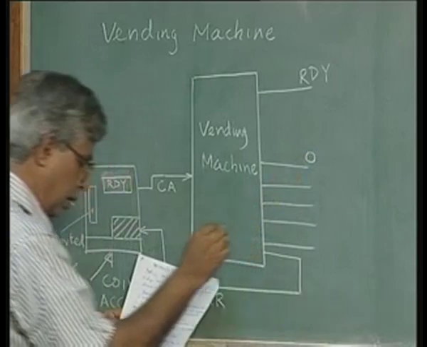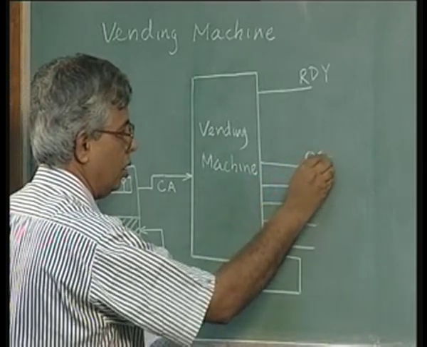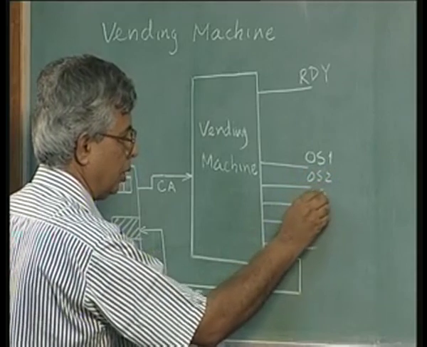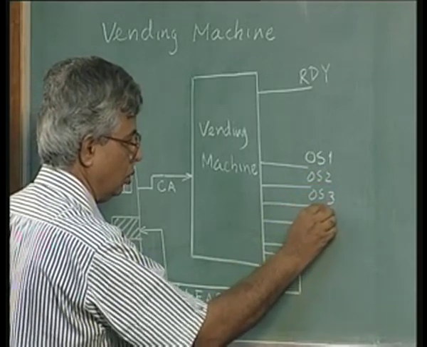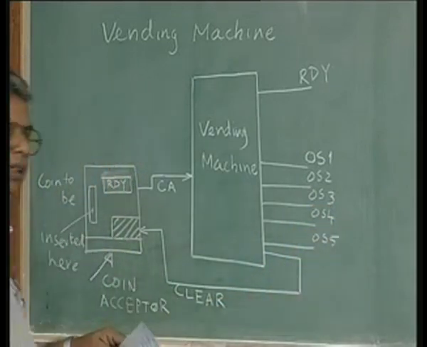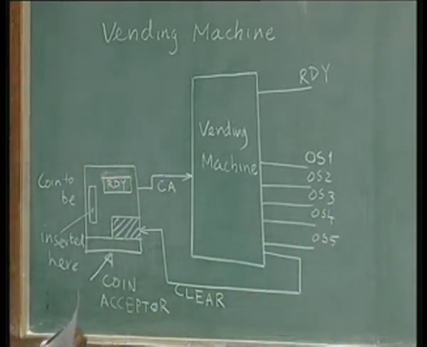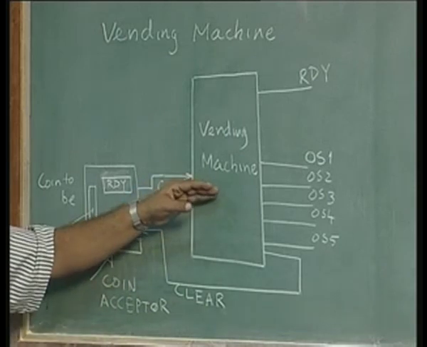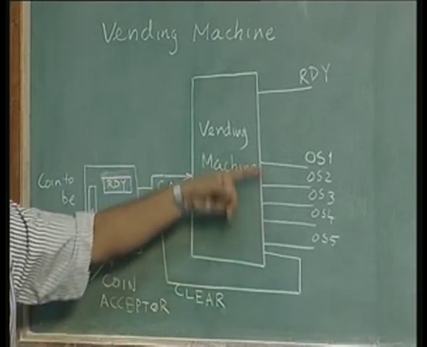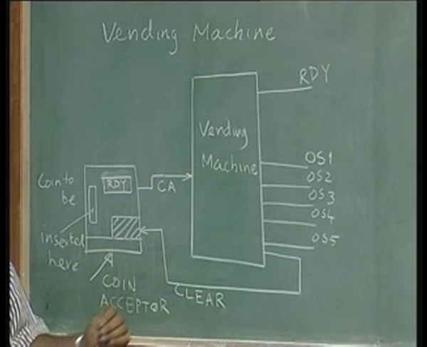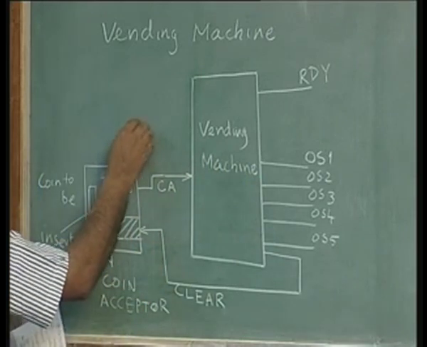I will call this output select 1, output select 2, output select 3, output select 5. One of these selects I will have to make, and there will be a selection mechanism. That means vending machine, not only the acceptor, coin accept signal, it also needs the signal of which of these 5 objects, which of these 5 merchandise I want. That will be given by a separate switch setting.